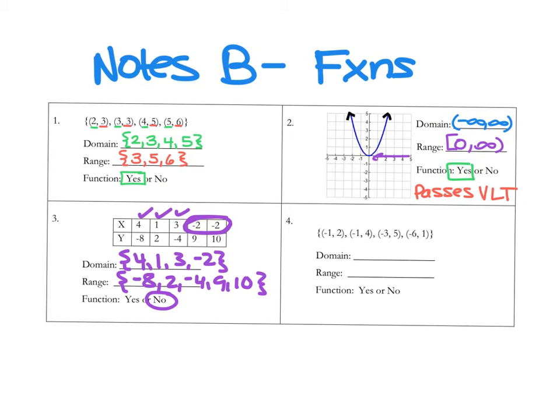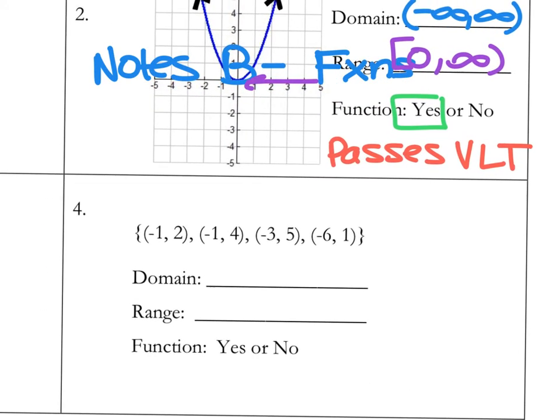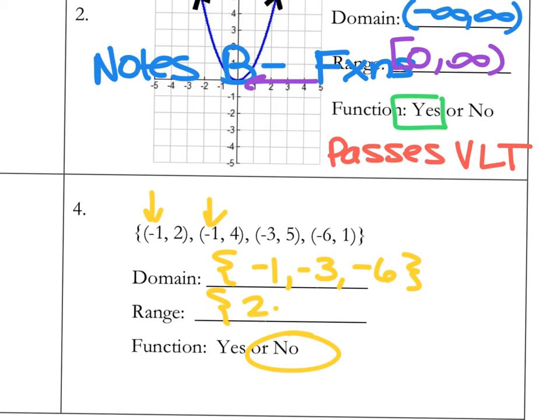And last, but absolutely not least, we have number 4. Do the x values repeat? Let's take a look. Negative 1, negative 1. I can stop right there. The x values repeat, so this is not a function. Domain, I could list out. We have a negative 1, a negative 3, and a negative 6. And the range is a 2, a 4, a 5, and a 1.